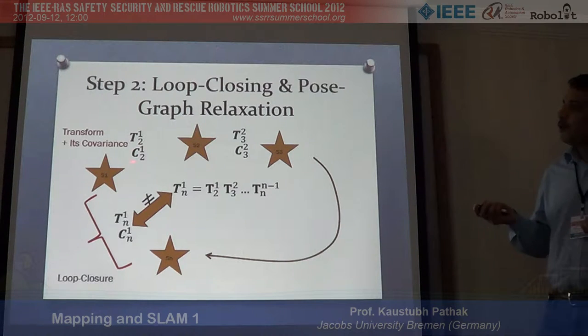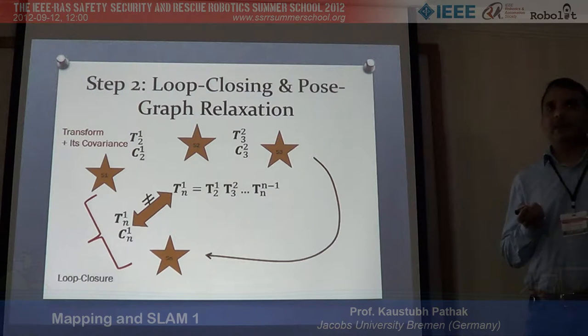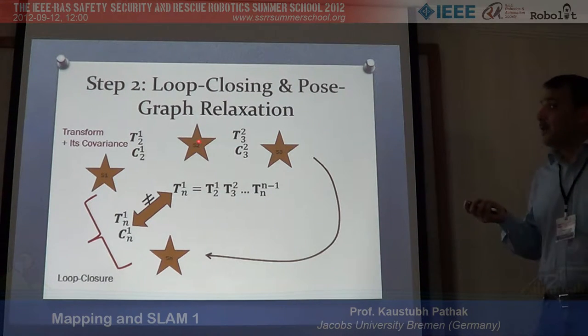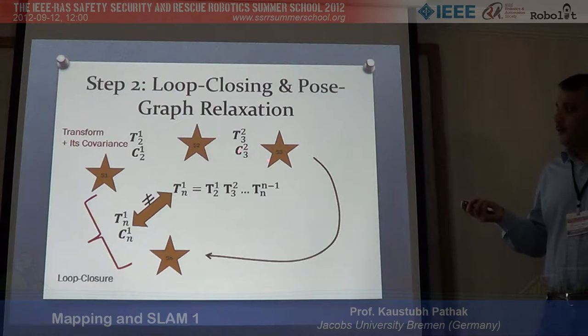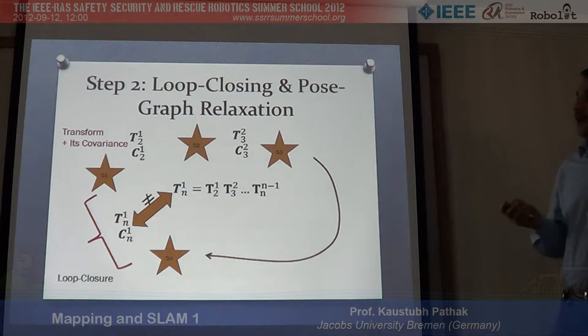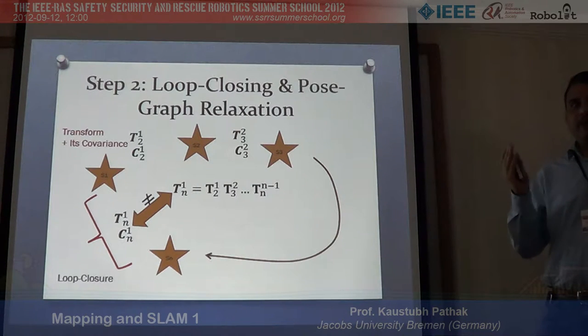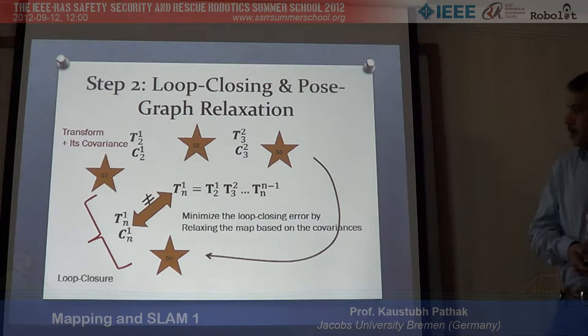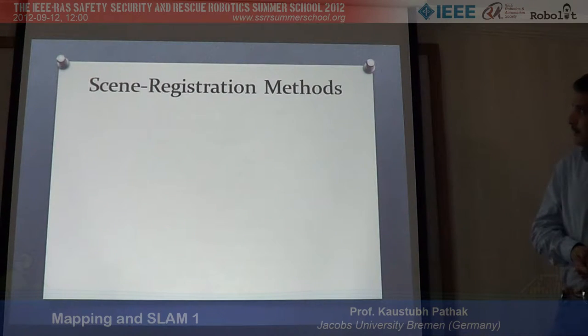So typically, if your covariance matrix says that this transform was found really accurately, you would not want to change it too much because it was found accurately. But if the covariance matrix says that this transform is inaccurate, you can change it quite a lot. So that spring is quite lax. So this is exactly what I said.